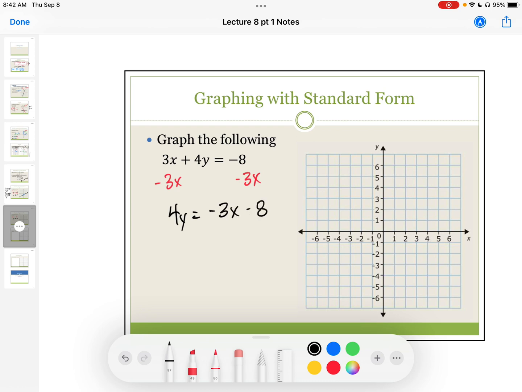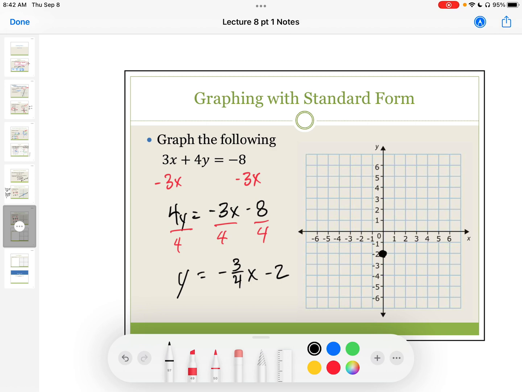Remember, those x and the 8 cannot combine. They're not like terms. Divide by the number in front of the y. Divide by 4. When I do that, I get y equals negative 3/4 x minus 2.